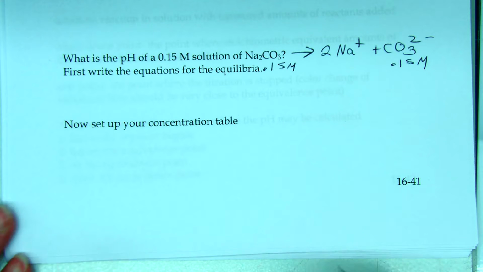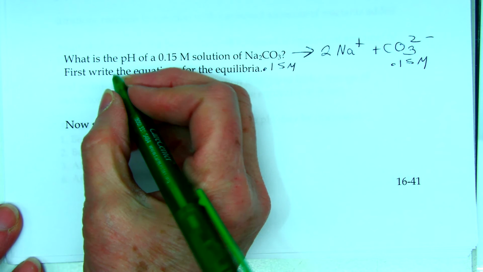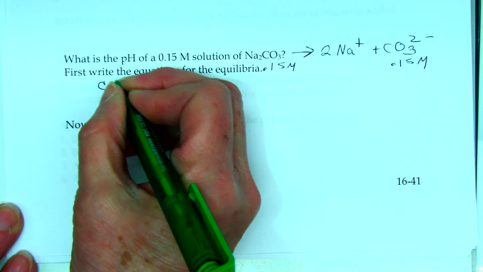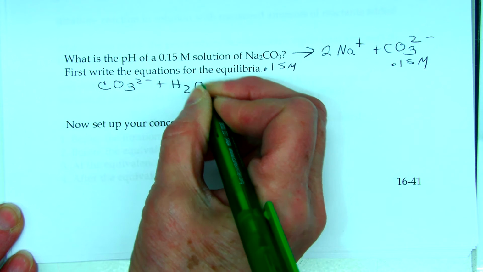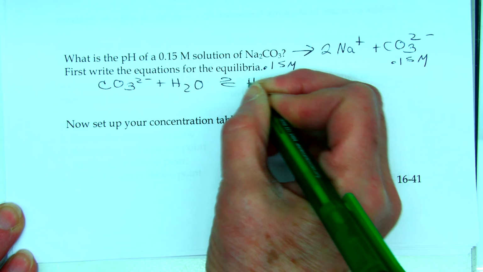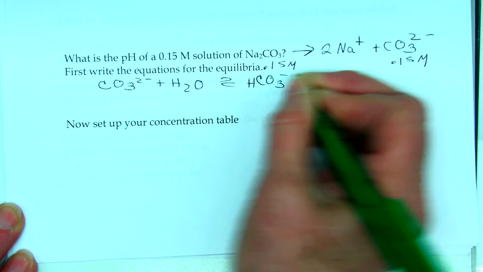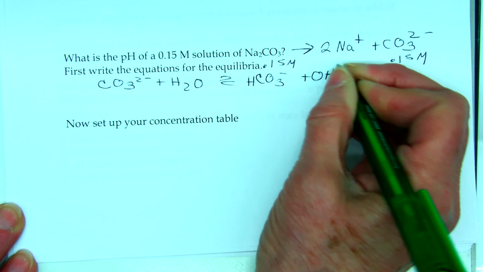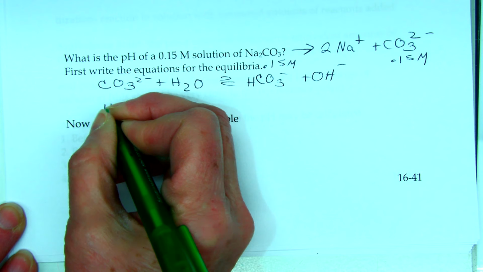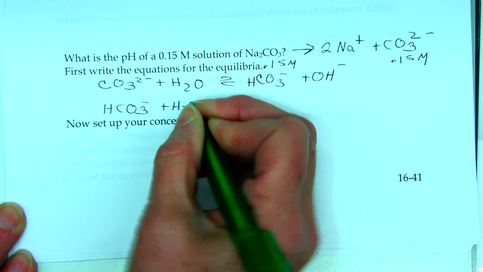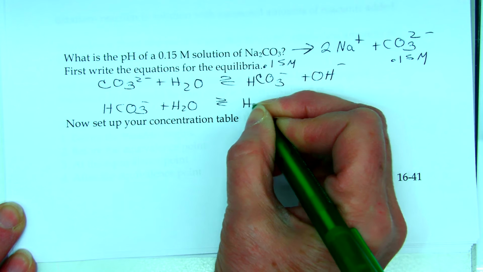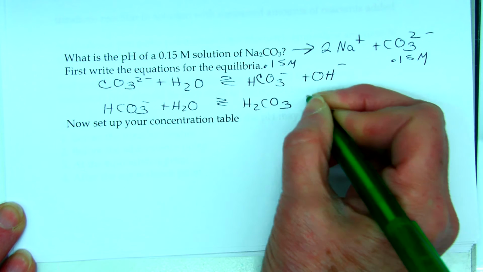Well, I have the carbonate ion that is going to react with water to make hydrogen carbonate plus hydroxide. And I have the hydrogen carbonate that's going to react with water to make carbonic acid and a little more hydroxide.